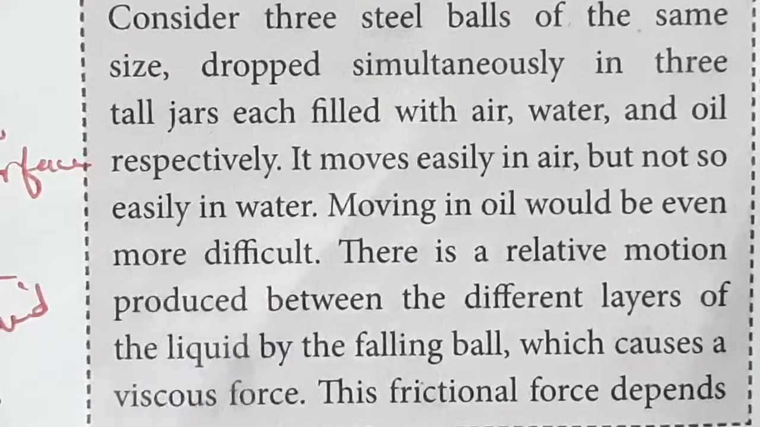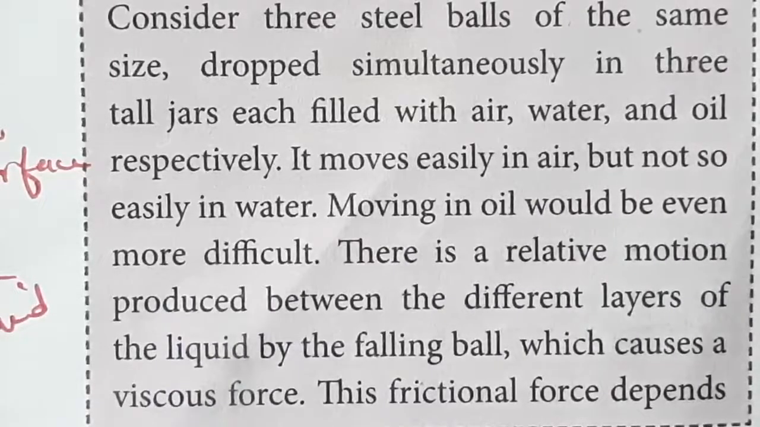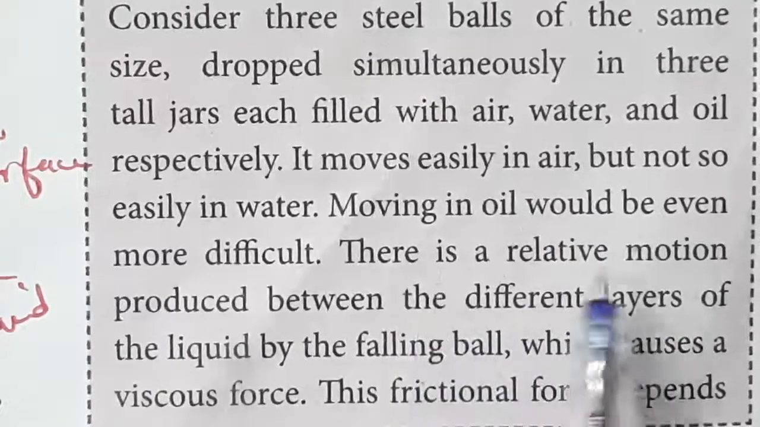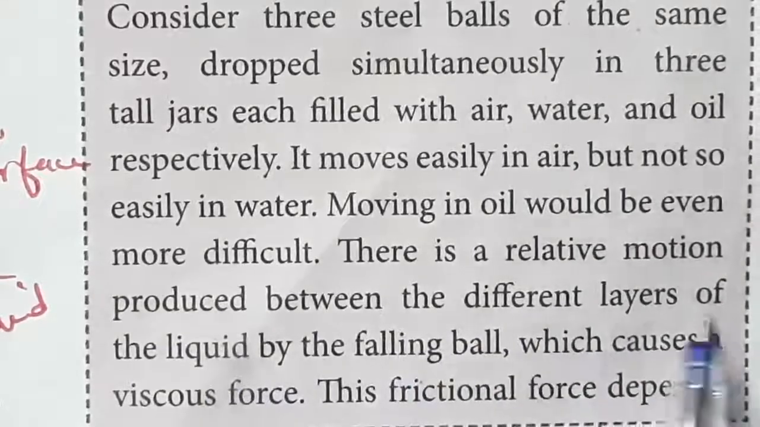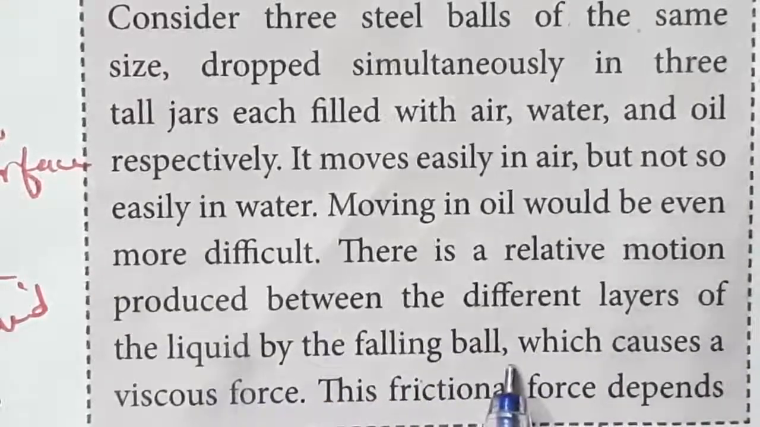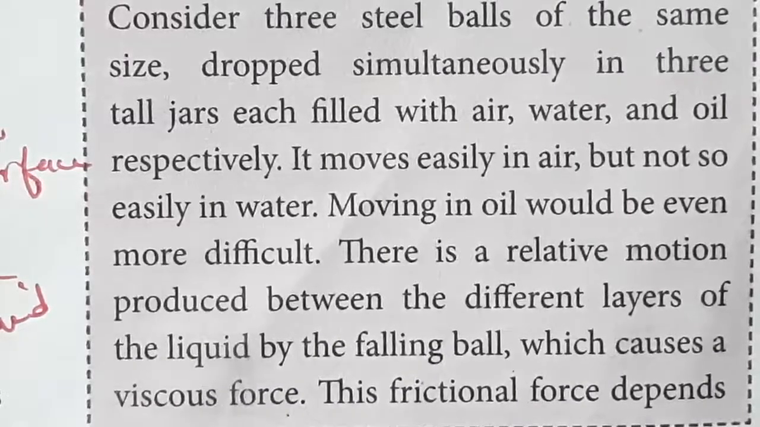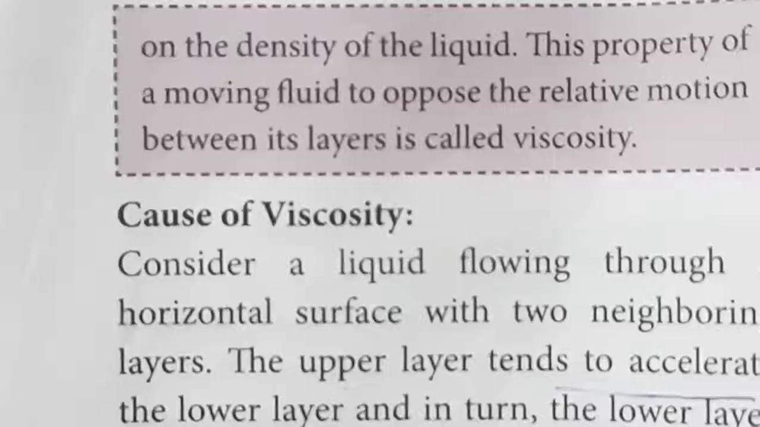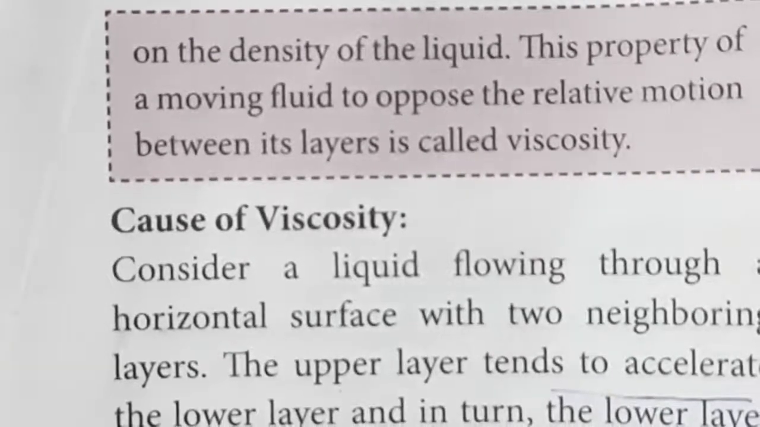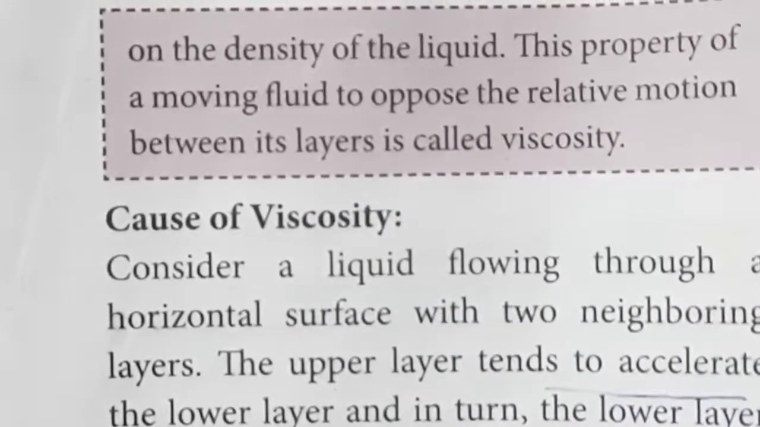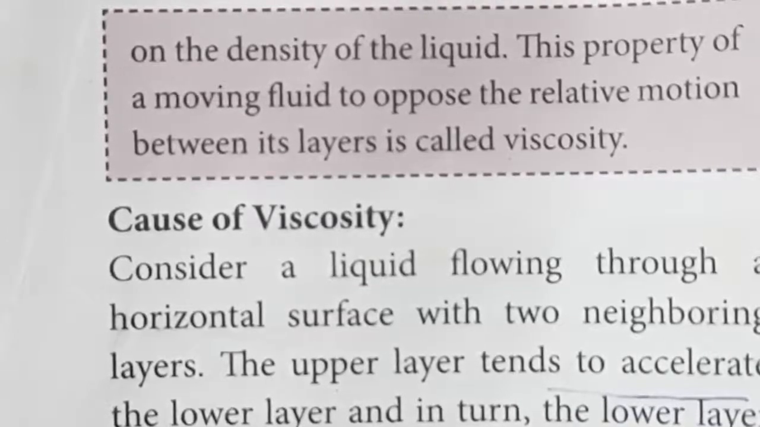We know that in water it goes a little slower than in air, and in oil it goes much slower than in water. So there is a relative motion produced between the different layers of the liquid by the falling ball, which causes a viscous force. This frictional force depends on the density of the liquid. This property of a moving fluid to oppose the relative motion between its layers is called viscosity. I think you have understood the concept of viscosity.